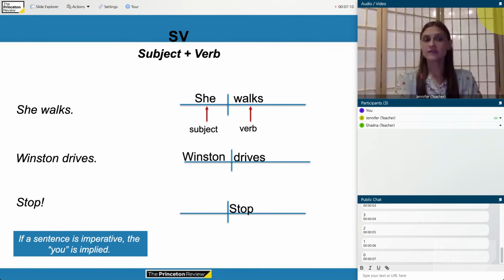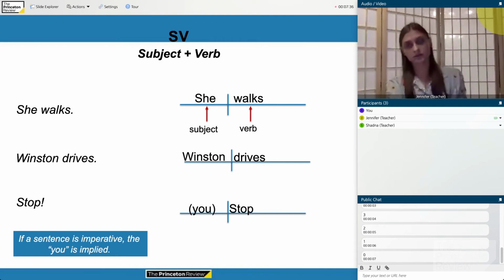So when you're diagramming a sentence that's in this imperative form, when you're giving a command or telling someone to do something, you would just put the word you as the implied subject. Okay, so that is our basic subject verb or implied subject verb sentence structure. So let's build onto that by taking a look at what a subject with a verb and then an object looks like.